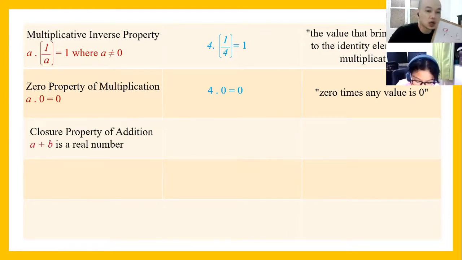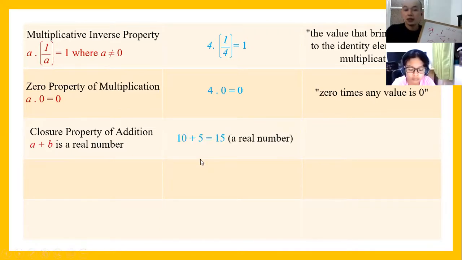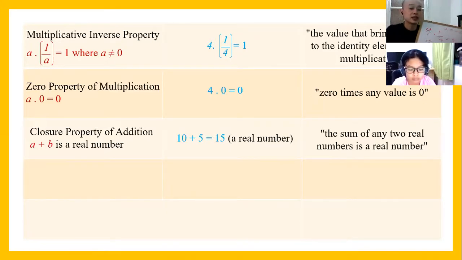Closure property of addition. A plus B is a real number. What does it mean? It means that when any numbers are added, the result is always a real number, of course. That's closure property of addition. The sum of any two real numbers is a real number. Okay? Kristel, you get it?